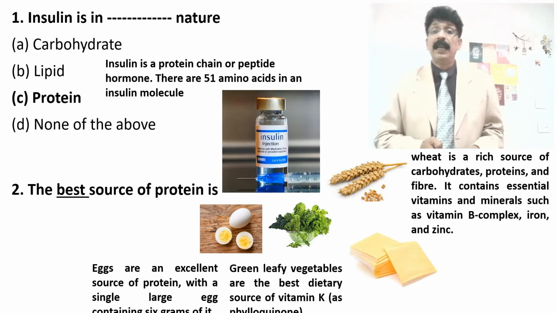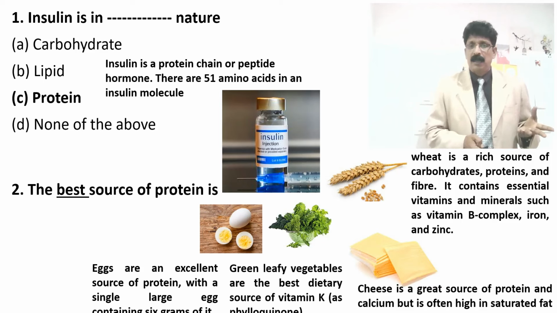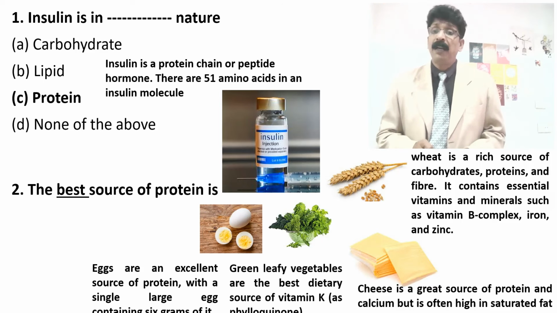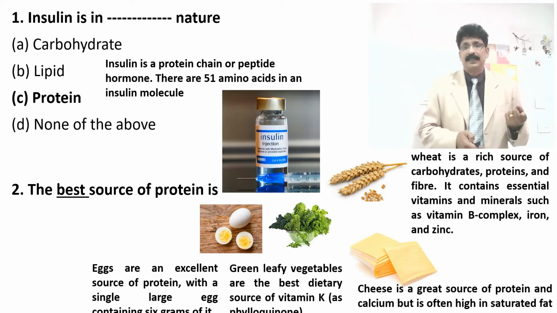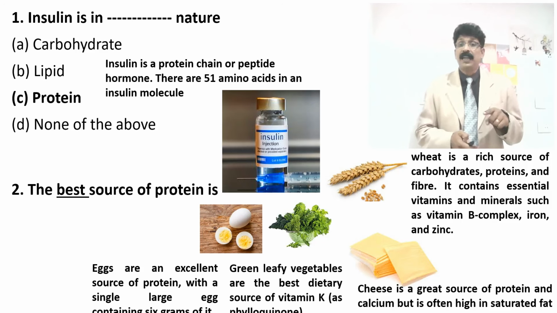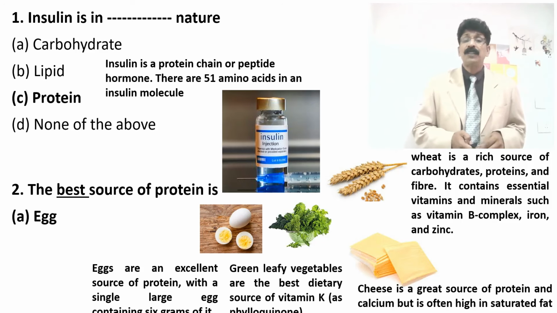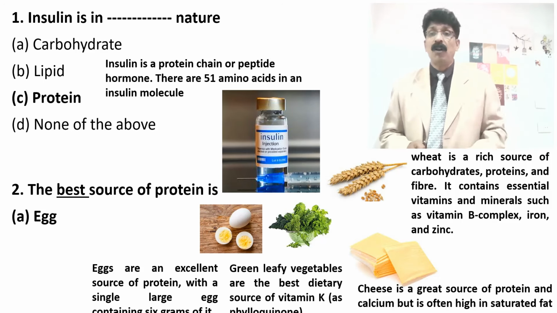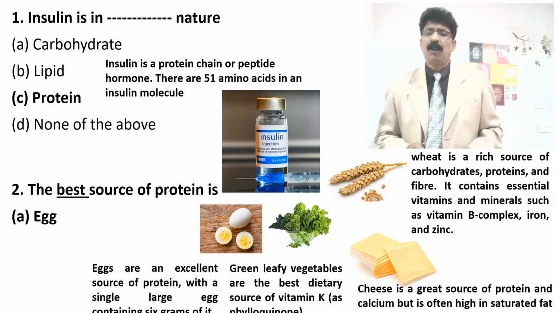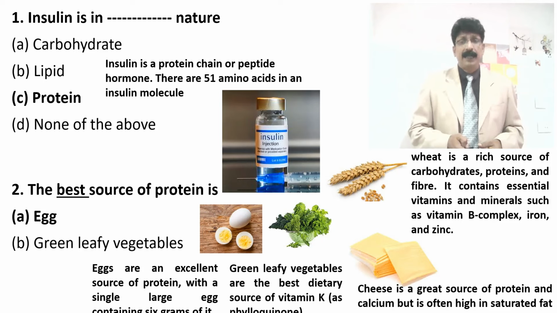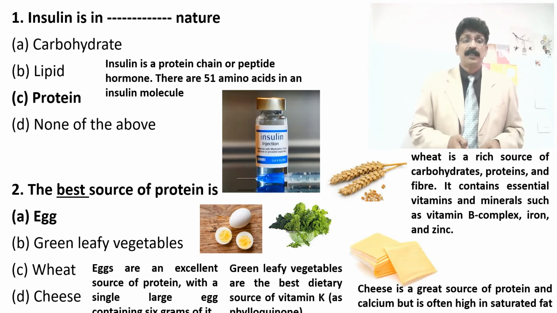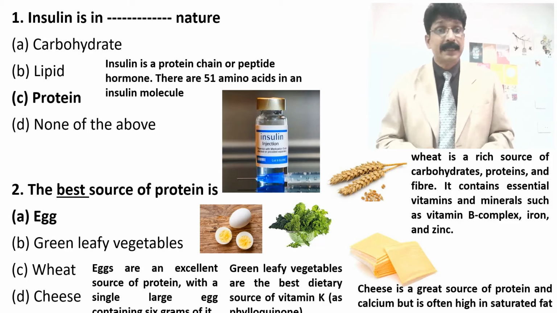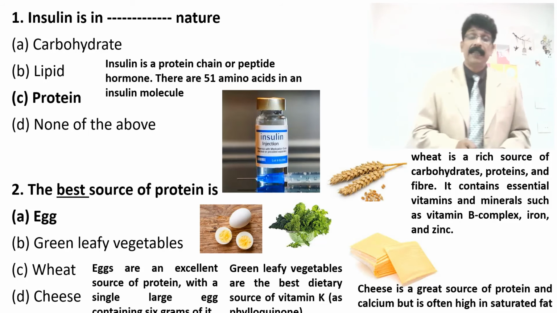And the next one we can have is cheese, which we are commonly using in bread, a great source for protein. It contains calcium, but is often high in saturated fat and salt. So the choice which they have given is, which is the best source, the word underlined, best source. So almost all of them, except the leafy vegetables, contain protein. So egg, green leafy vegetables, wheat, and cheese they have given as choices. But the best source for protein, where one big egg contains 6 grams of protein, which we can select, that is egg is the answer for the second question.